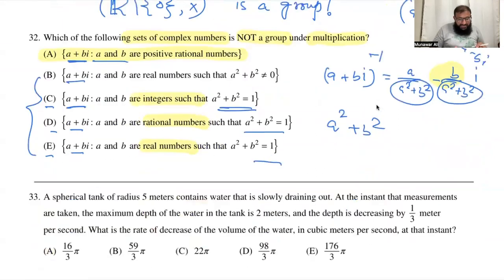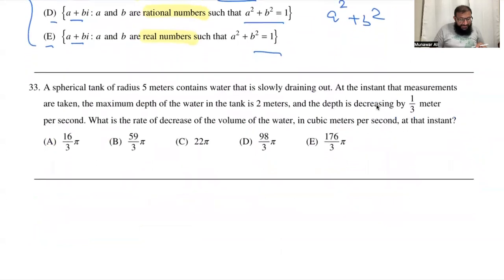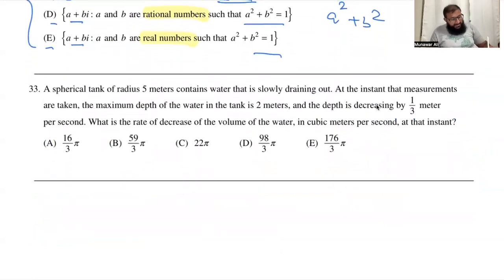Okay. Let us move ahead with a very simple question. This simply involves some study of differentials. It says that we have a spherical tank of radius 5 meters. A spherical tank is a tank which is in spherical form. So let me just draw it.